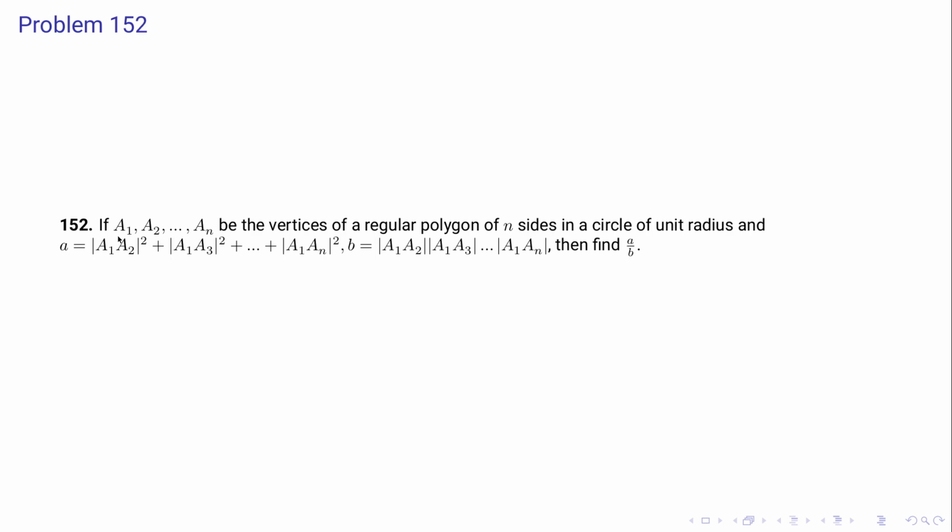Problem 152 says: if A1, A2 up to An are the vertices of a regular polygon of n sides in a circle of unit radius, and A is equal to |A1A2| square plus |A1A3| square plus up to |A1An| square, and B is equal to |A1A2| times |A1A3| up to |A1An|, then find A by B.